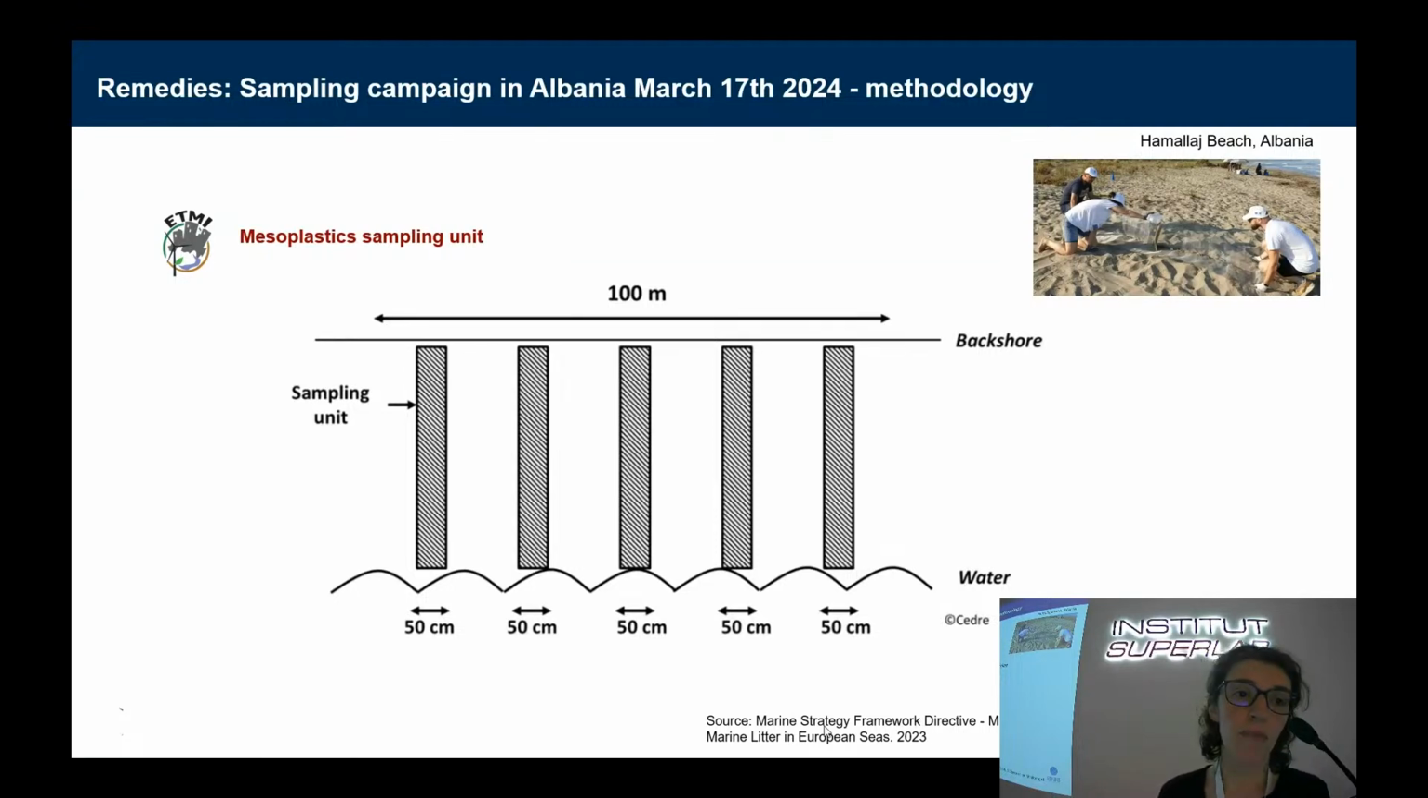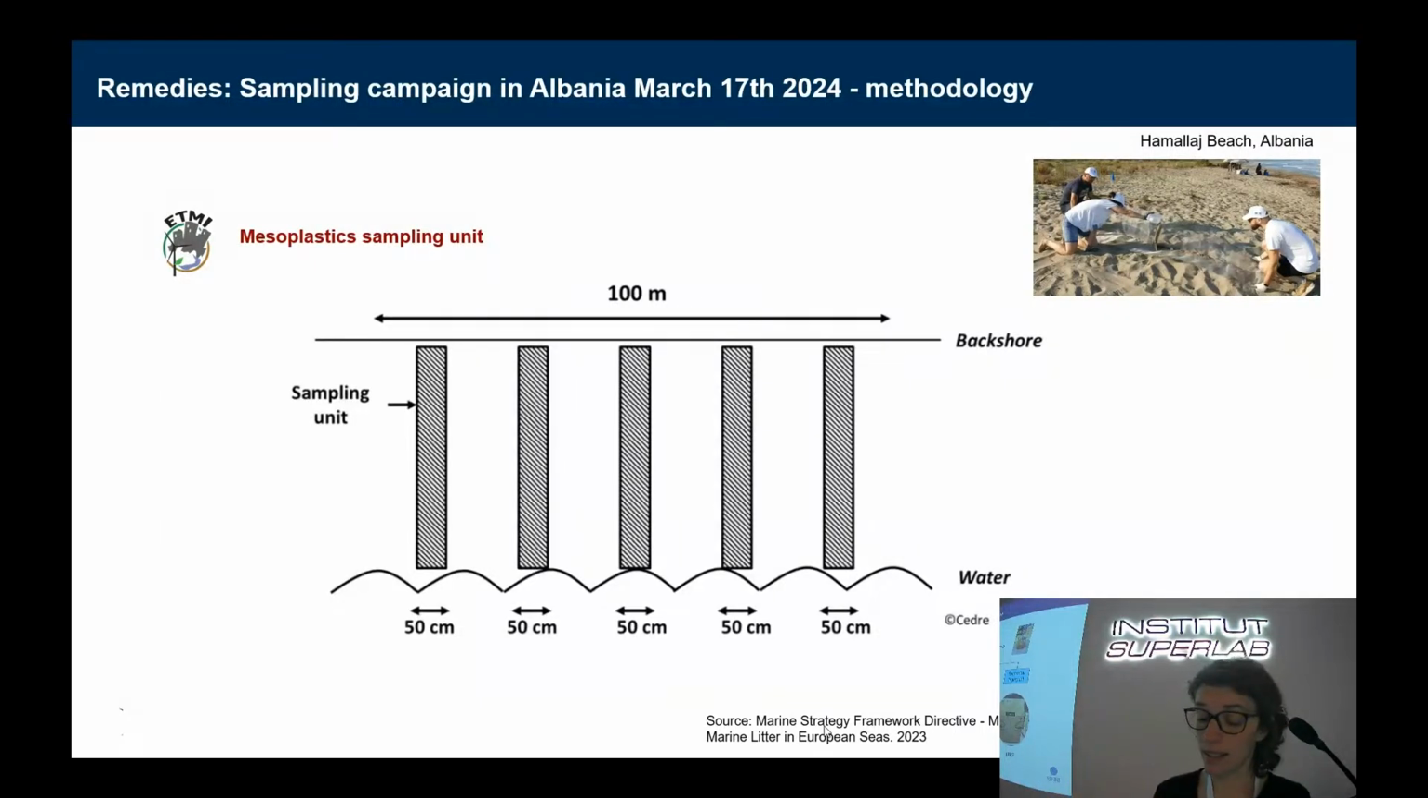At that time, we also wanted to check the mesoplastics. The mesoplastics sampling was done by ATMI, the NGO in Albania who is also the project and case study leader, and they were using nets. Every 50 centimeters, a net was used to sample the mesoplastics, and then further on we analyzed it.